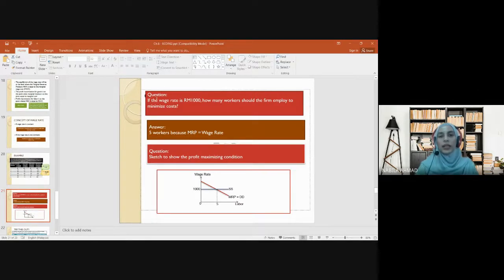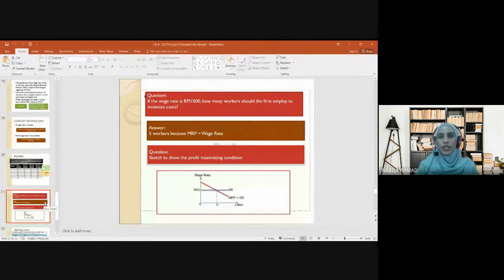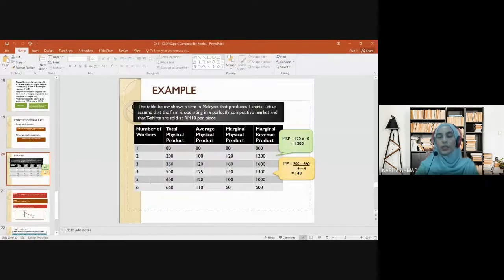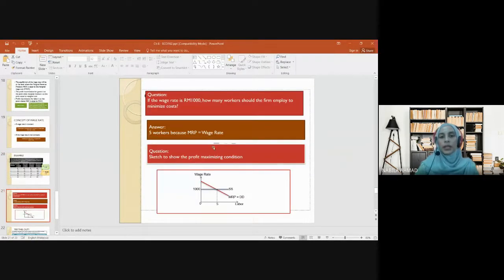Kita lihat soalan. If the wage rate is 1,000, how many workers should the firm employ? Jadi, kalaulah wage adalah RM1,000, berapakah workers should be employed? So, dia punya profit maximization adalah MRP equals MWC. So, MRP juga perlulah 1,000 sebab MWC 1,000. So, di sini, berapakah optimum level of worker? 5. Okay, so kalau kita nak sketch, this is wage rate, this is labor, downward sloping demand curve, MRP. And then supply curve adalah perfectly elastic. So 1000 here, which is the wage rate, and 5 workers here.